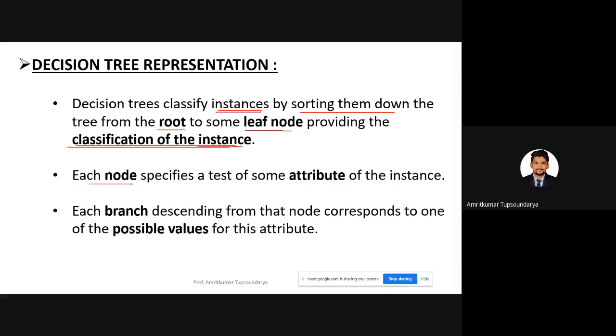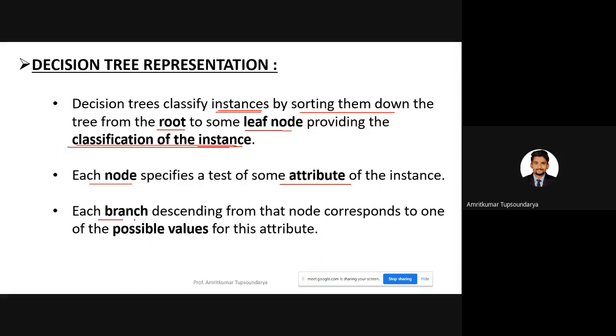Now, each node specifies a test of some attributes, right? Each node here will specify a set of attributes. Now, what is this each node? This is each node in the tree, which specifies a test of some attribute of the instance.